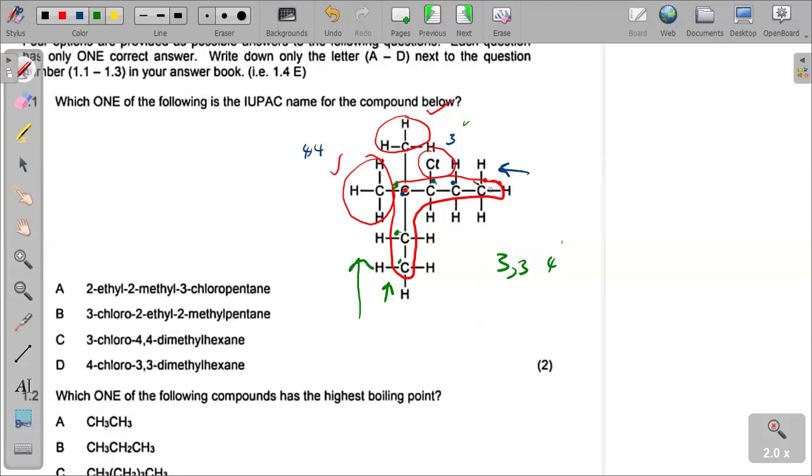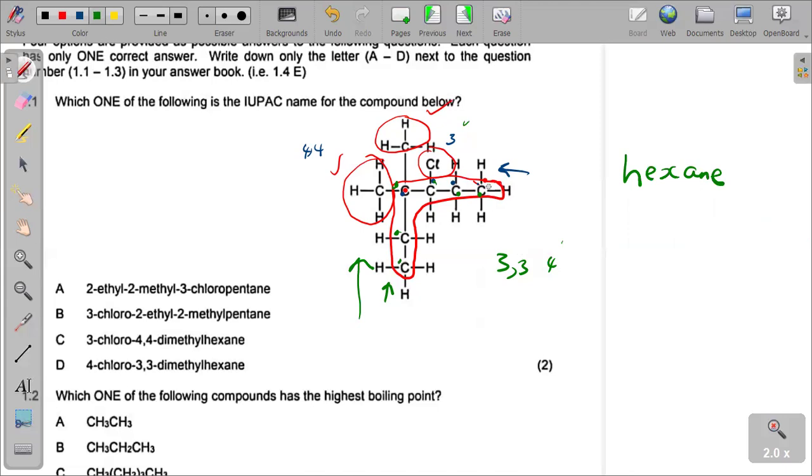As a matter of fact, the longest carbon chain that we have identified, 1, 2, 3, 4, 5, 6, happens to have 6 carbon atoms. That makes it a hexane. So we have a hexane there, right? And then we have identified that our alkyl groups have 1 C atom each. So they are methyl, and since they are 2, they become dimethyl. So we have 3, 3 dimethyl.